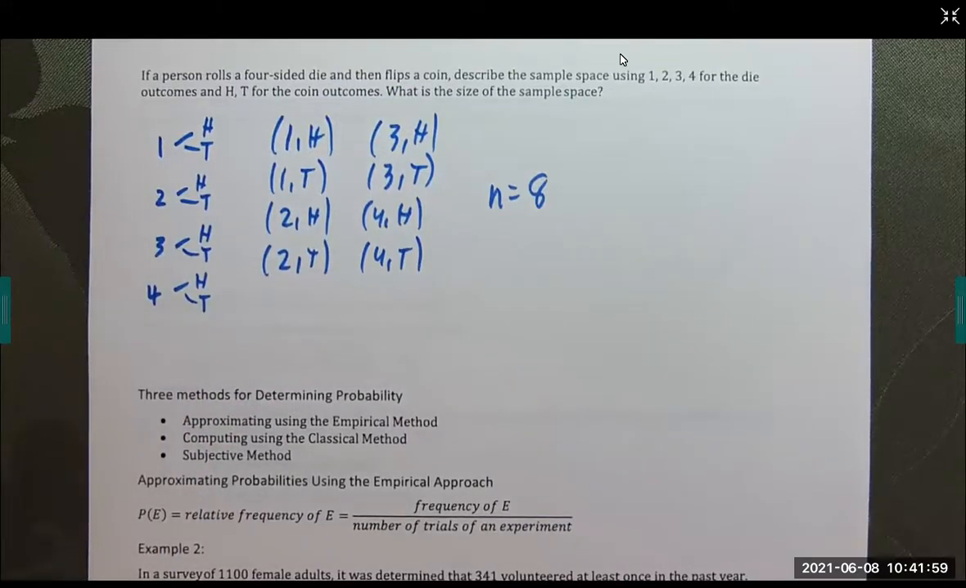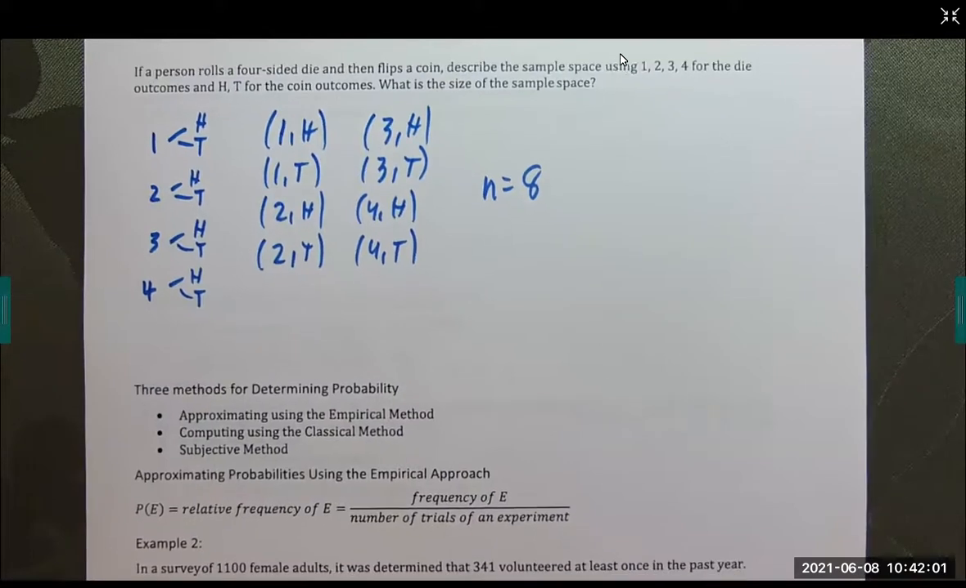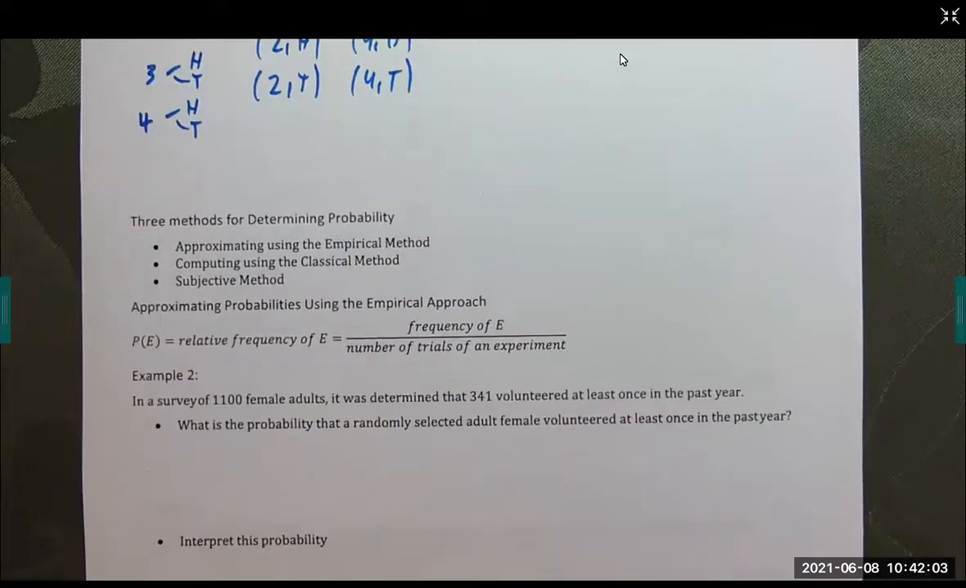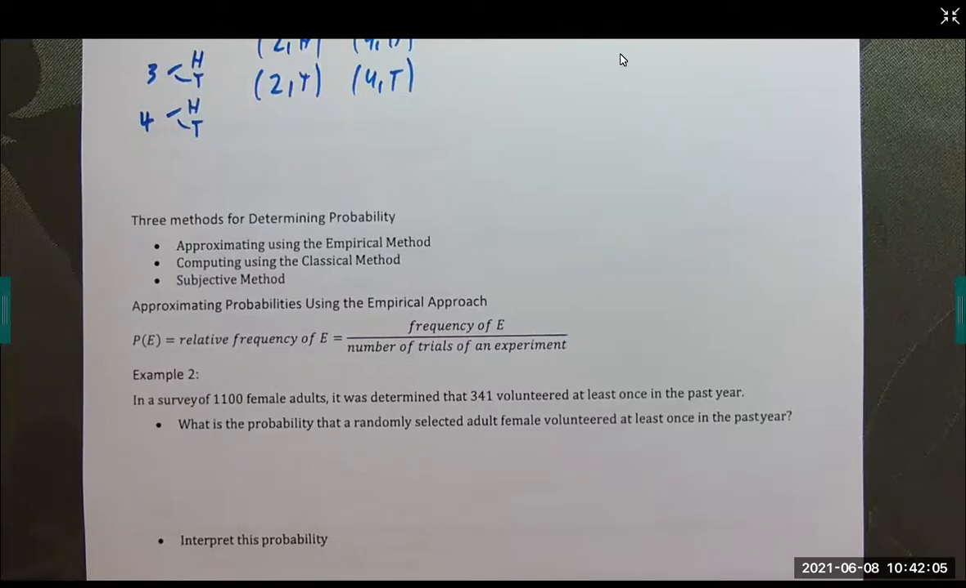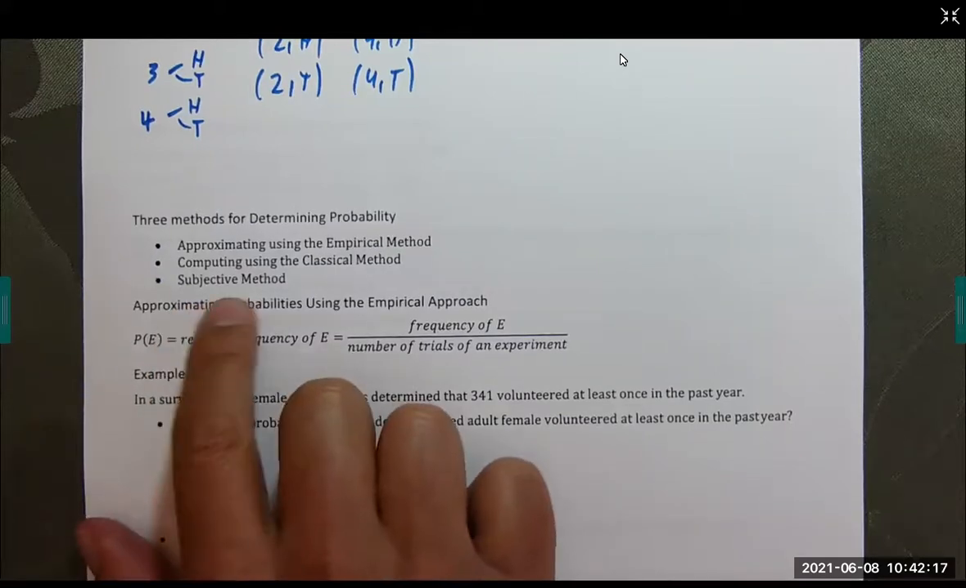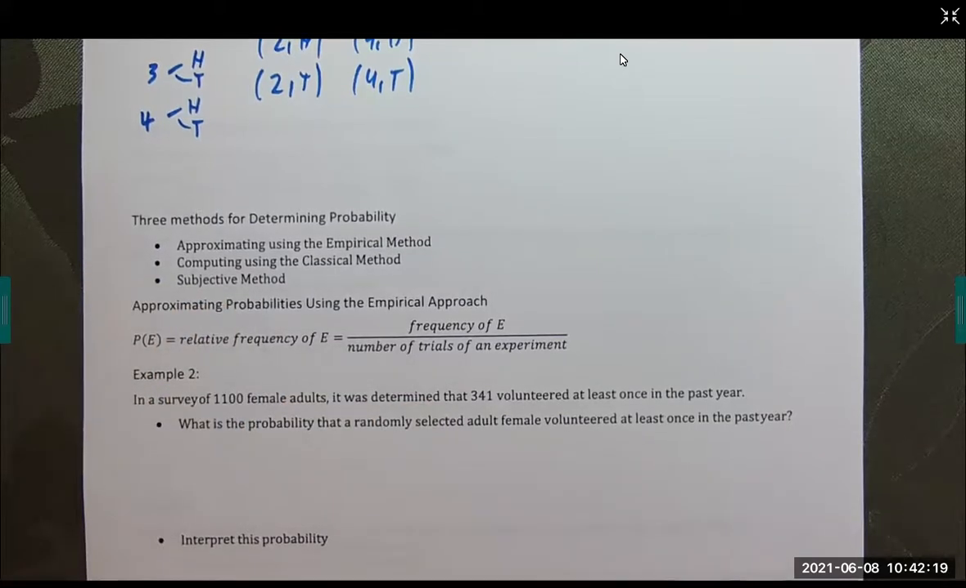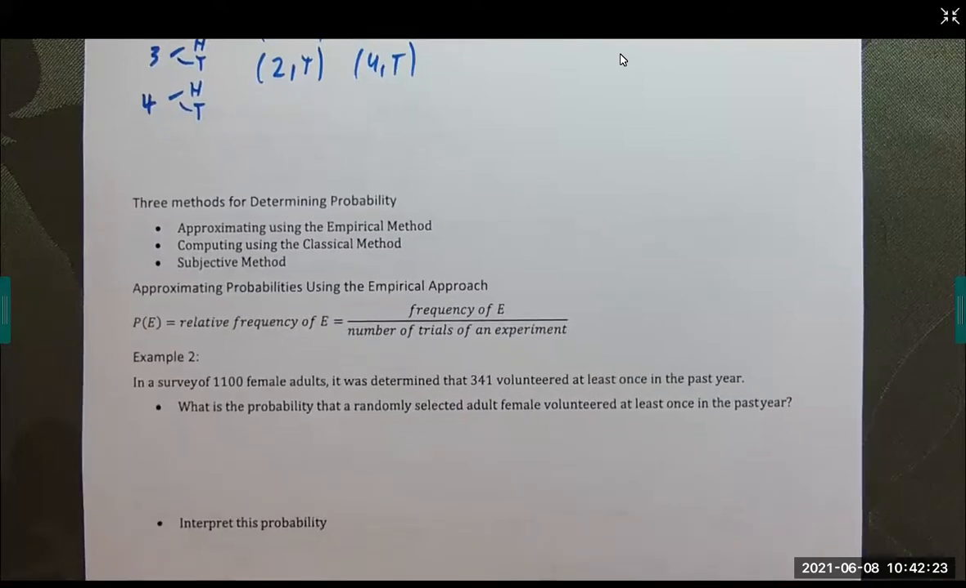So we have 3 methods for determining probability. We have the empirical method, the classical method, and subjective. Subjective method is a terrible method. That means that this is when someone says 90% of the people agree with me, and they have no basis for that 90%. They're just saying 90%. That's the subjective. So that's not a good way to do probability. A better way of doing probability, so we're going to use the empirical approach.